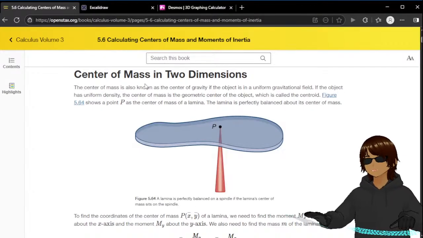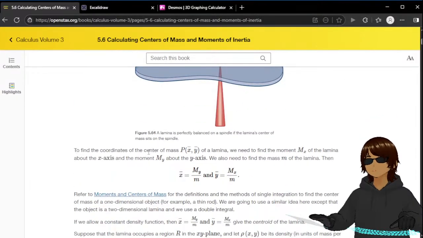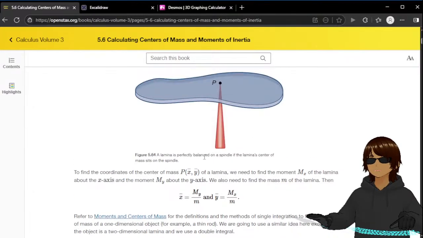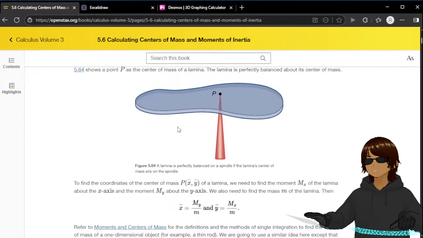The center of mass, also known as the center of gravity if the object is in a uniform gravitational field. If the object has uniform density, the center of mass is the geometric center of the object, which is called the centroid. Figure 5.64 shows a point P as the center of mass of a lamina. The lamina is perfectly balanced about its center of mass. To find the coordinates of the center of mass of a lamina, we need to find the moment of the lamina about the x-axis and the moment about the y-axis. Okay, so the vertical direction is the z, and then the two horizontal ones are the x and y.